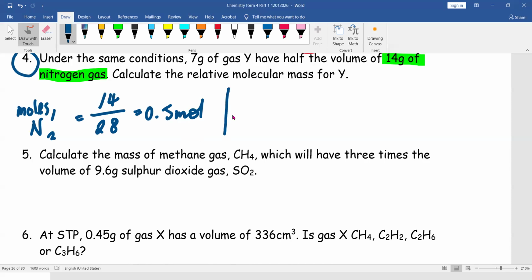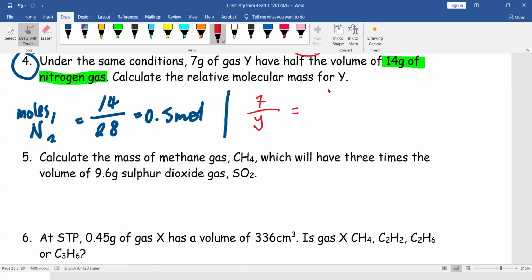Come on. Anybody? Any breakthrough? Okay, like this. The same 7 grams of gas Y means mass over molar mass. Do you know the molar mass? Don't know. It has half the volume. If the volume is half, the amount of moles is half or same?